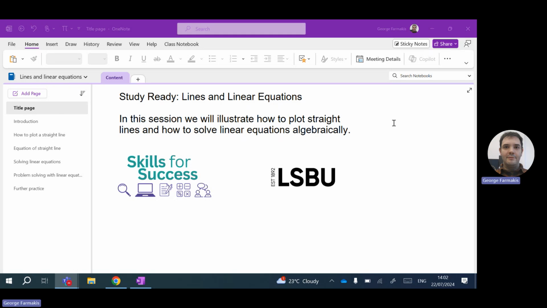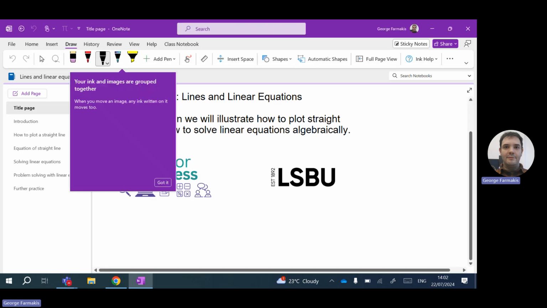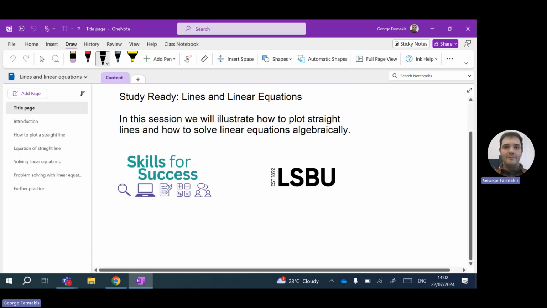Hello, everyone. Welcome back for the third session of the maths program of the Study Ready sessions. So today we're gonna talk about lines and how to solve equations. We're gonna see how we can plot straight lines, how we can use the equation of a straight line, and how to solve linear equations algebraically.